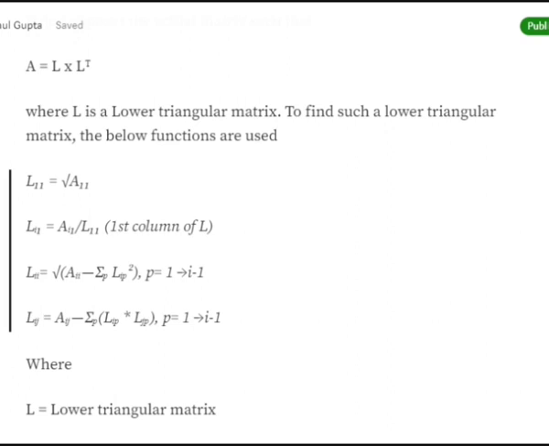And finally, for any other elements present in L, how do we set them up? We take the actual element from A at that position, minus all the previous elements from that particular row and all the previous elements from that column. We calculate a product and then subtract.